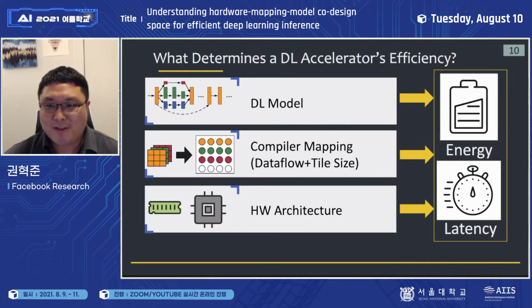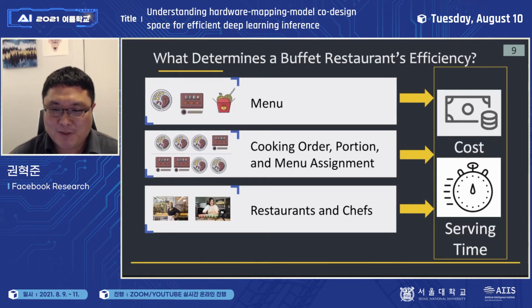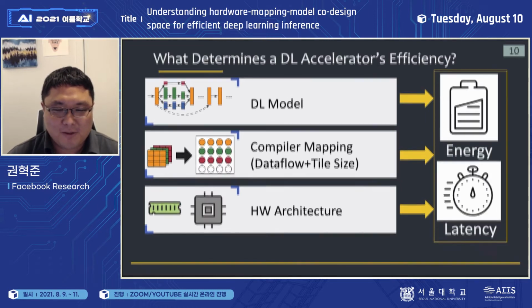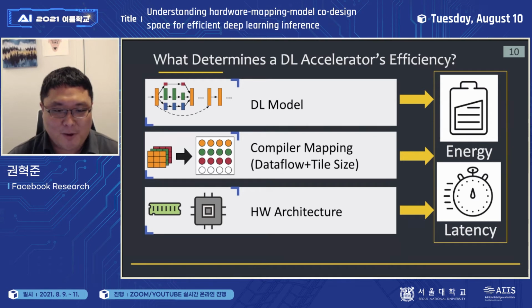So in a deep learning accelerator, the efficiency is translated into energy and latency. So the buffet restaurant cost is translated into energy here, and the serving time is translated into latency. And the menu for the buffet restaurant is the deep learning model as workloads to support. And how we cook the menu, so cooking order, portion and assignment, that is all about the compiler mapping. So compiler mapping means how we compute those incoming DL model inference workloads on hardware. So this is exactly similar to the cooking order and so on.